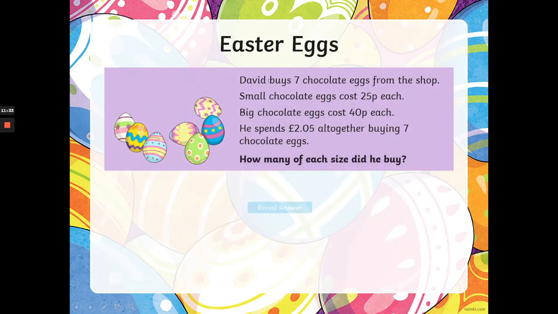Let's have a look. So David buys chocolate eggs from the shop. Small chocolate eggs cost 25p each. Big chocolate eggs cost 40p each. He spends £2 and 5 pence altogether buying 7 chocolate eggs. So how many of each size did he buy? So remember, he's only bought 7 eggs and he spent £2 5p. Okay, and remember, small chocolate eggs cost 25p, big chocolate eggs cost 40p. So how many of each size did he buy?